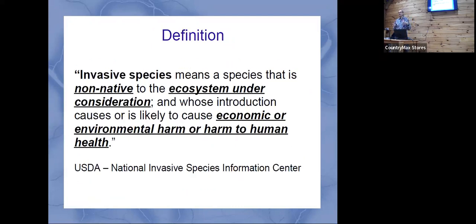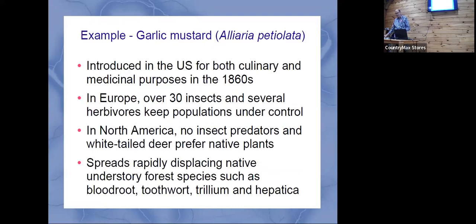A dictionary or USDA definition of an invasive species is a species that's non-native to the ecosystem under consideration, and it's going to cause or is causing harm. I underlined 3 clauses in there, and all 3 are important. Dry definitions like this are hard to understand, so instead of just trying to explain the words, I'm going to use a series of examples to illustrate it. Let's start with garlic mustard.